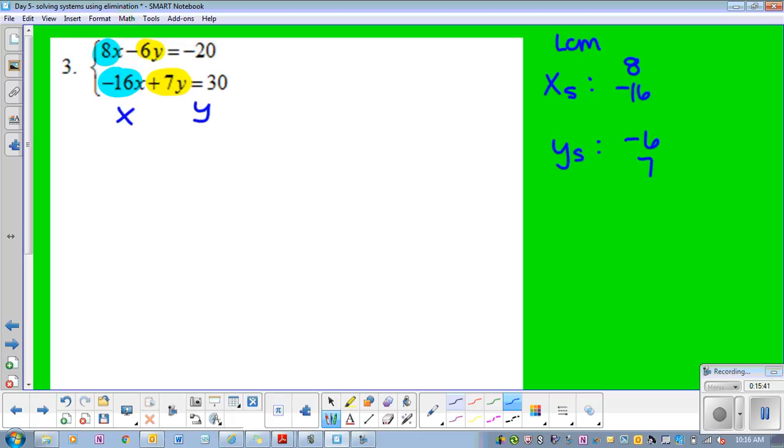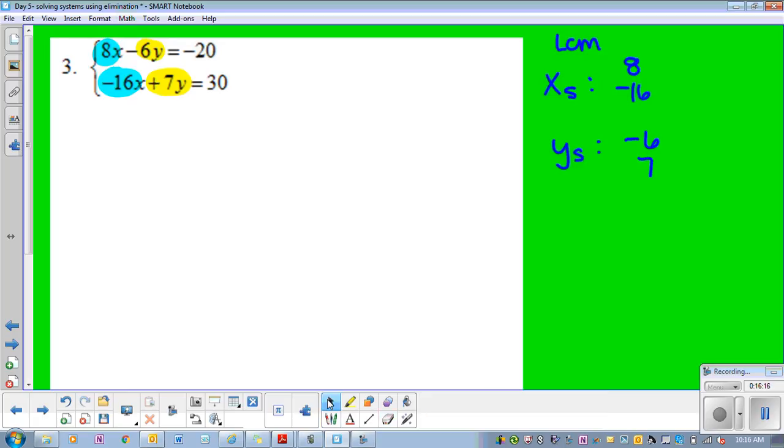Do you agree? Okay. So I know I'm looking for the LCM, the least common multiple. So I'm looking at my x's, and the number in front of my x is 8 and negative 16. Okay? I'm just listing them right now. I didn't do anything yet. And my y's, I have negative 6 and positive 7. Okay? All right. I'm trying to figure out what I need to do to them so that they have the same number in front. Okay?